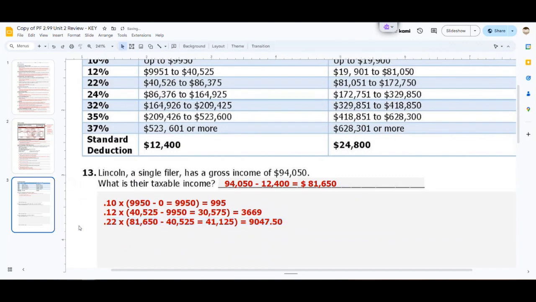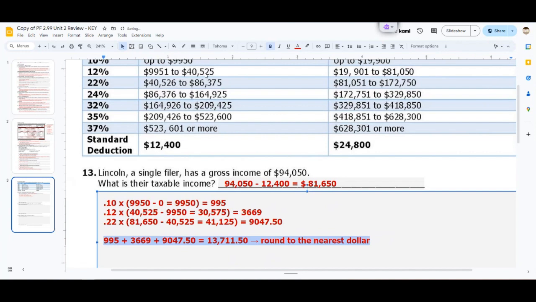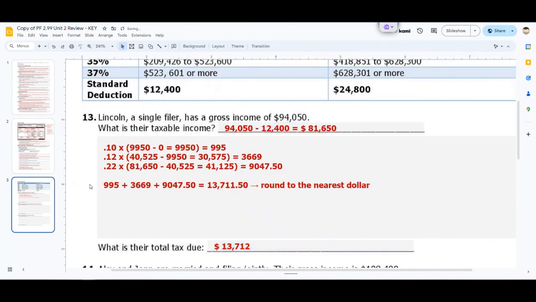And then finally, the remaining dollars are going to fall into that 22% bracket. So the last taxable dollar that they earned, 81,650, minus the dollars that were already taxed, so the upper limit of the previous bracket, 40,525, leaves us with 41,125 in that range, or $9,047.50 of tax for that bracket. We add those three up, we round to the nearest dollar, and we see that the total tax due is $13,712.